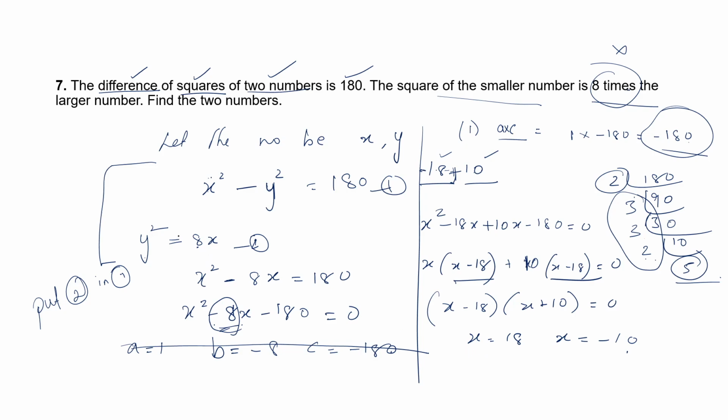What is y? y square, from the second equation, is 8x. So 8 into 18 is 144. So the y value will become 12. So the numbers are 12 and 18.